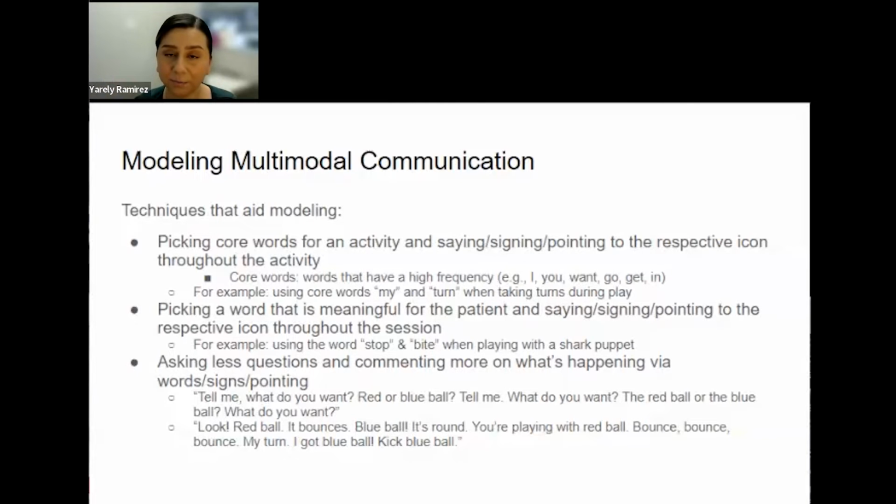Instead, we can start commenting. Look, red ball, it bounces. Blue ball, it's round. You're playing with red ball. Bounce, bounce, bounce. My turn. I got blue ball. Kick, blue ball. So you can narrate what the kid is doing or what you're doing, so you add more meaning to the utterance. And you're modeling spoken language at the same time.